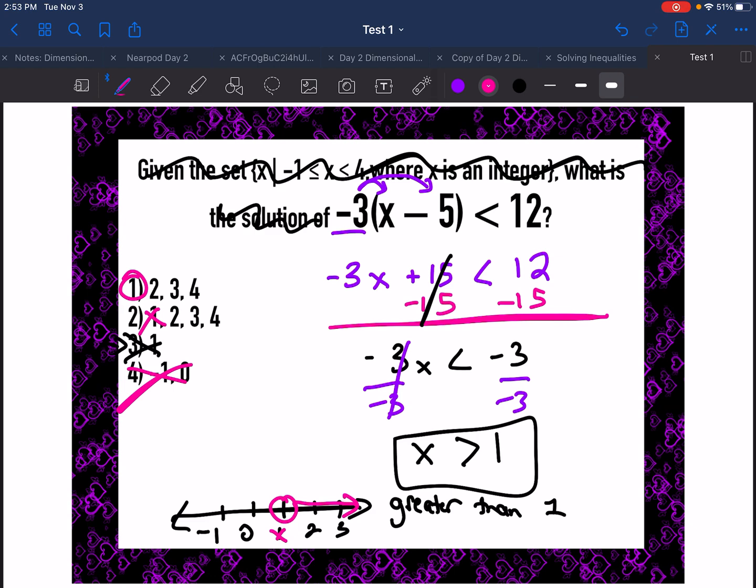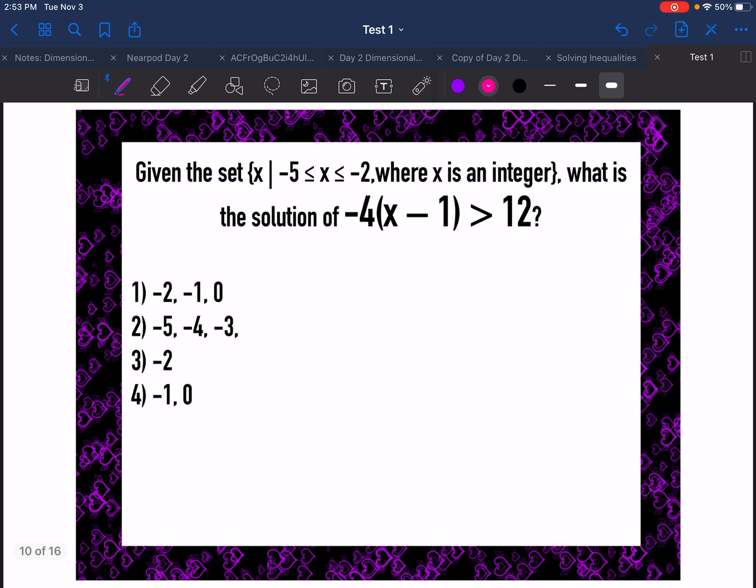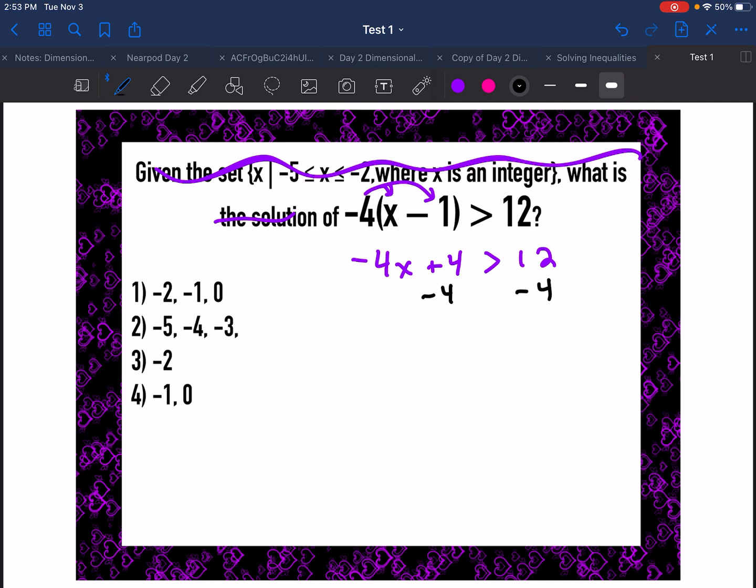Okay, I'll have you try one on your own. Right, here's how you do this one. We don't need any of that up there. We distribute -4, get -4x. -4 times -1, that's going to be +4, greater than 12 again. I want to do minus 4 on both sides. Cancel that out. I bring down -4x is greater than 12 minus 4, and I get 8.